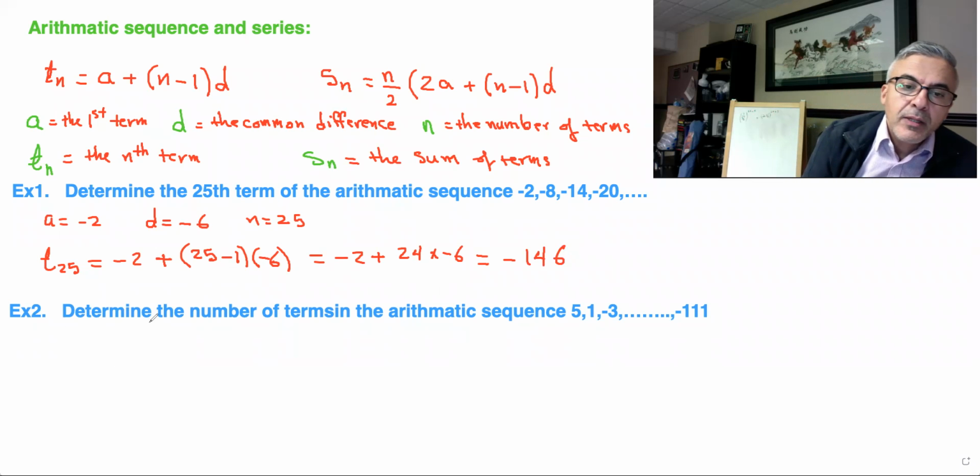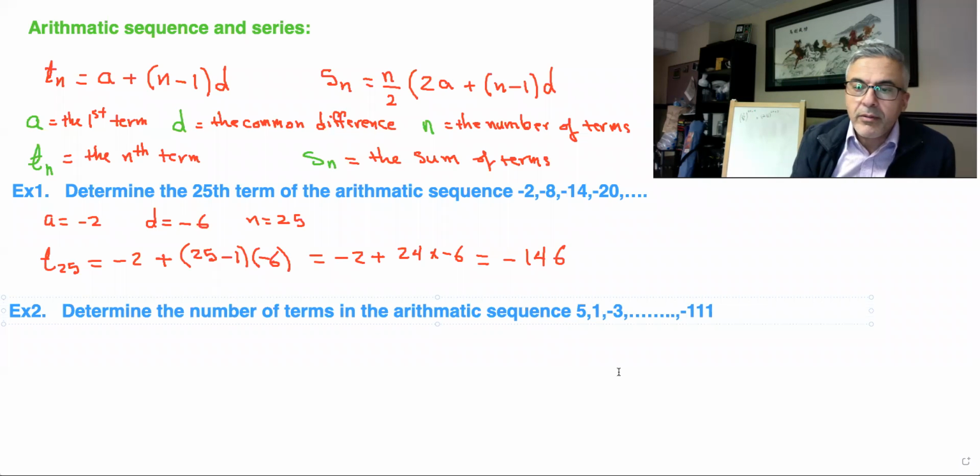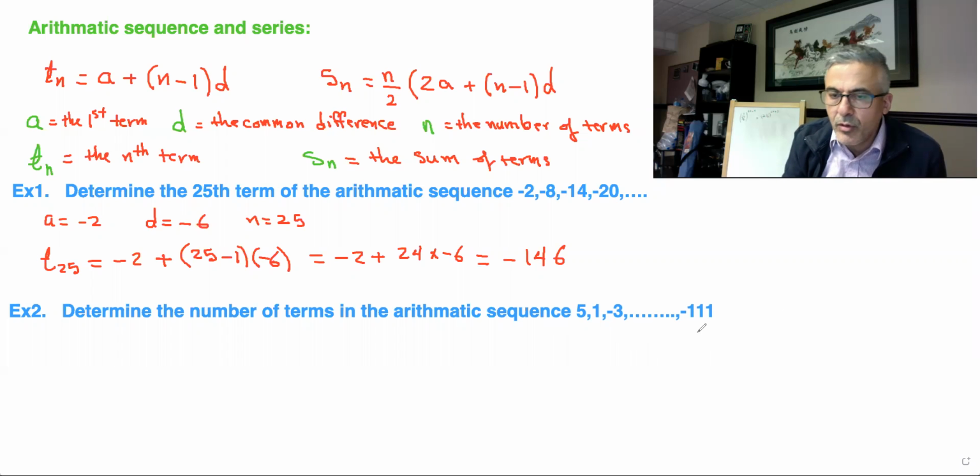Next question, determine the number of terms in the arithmetic sequence 5, 1, -3, and so on, up to -111. So here, the question is not direct, it's indirect. They're giving you the first three terms, and then they're giving you a later term. They want to know how many terms it takes to get to this term. So basically, which term is this?